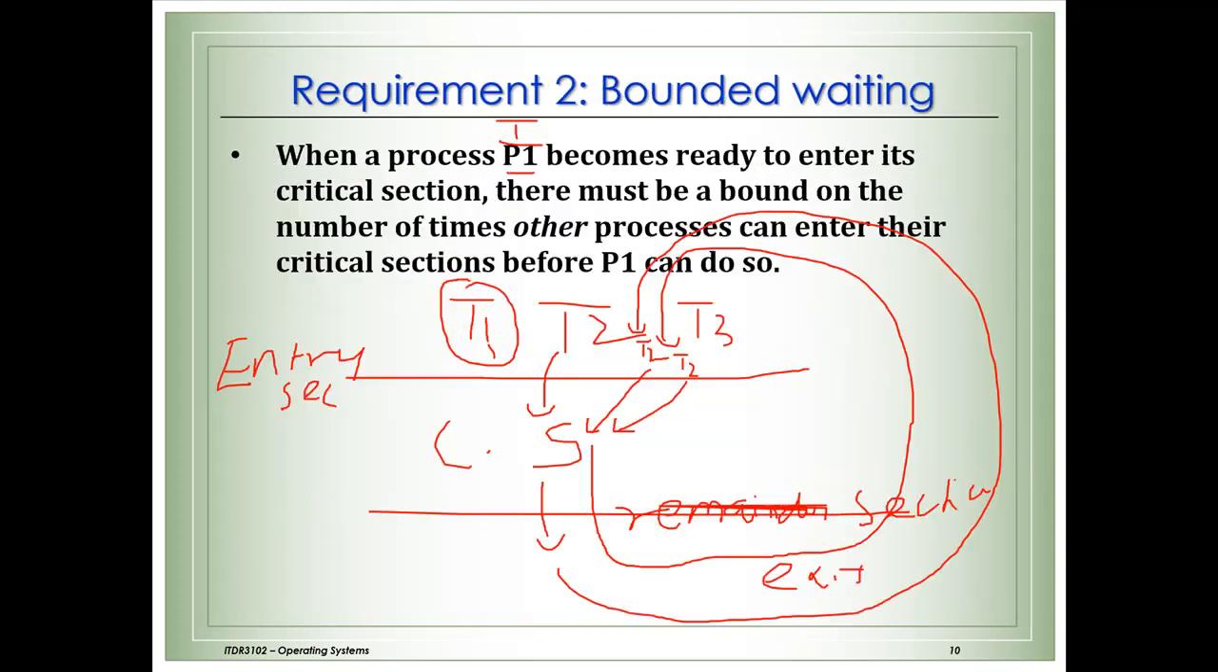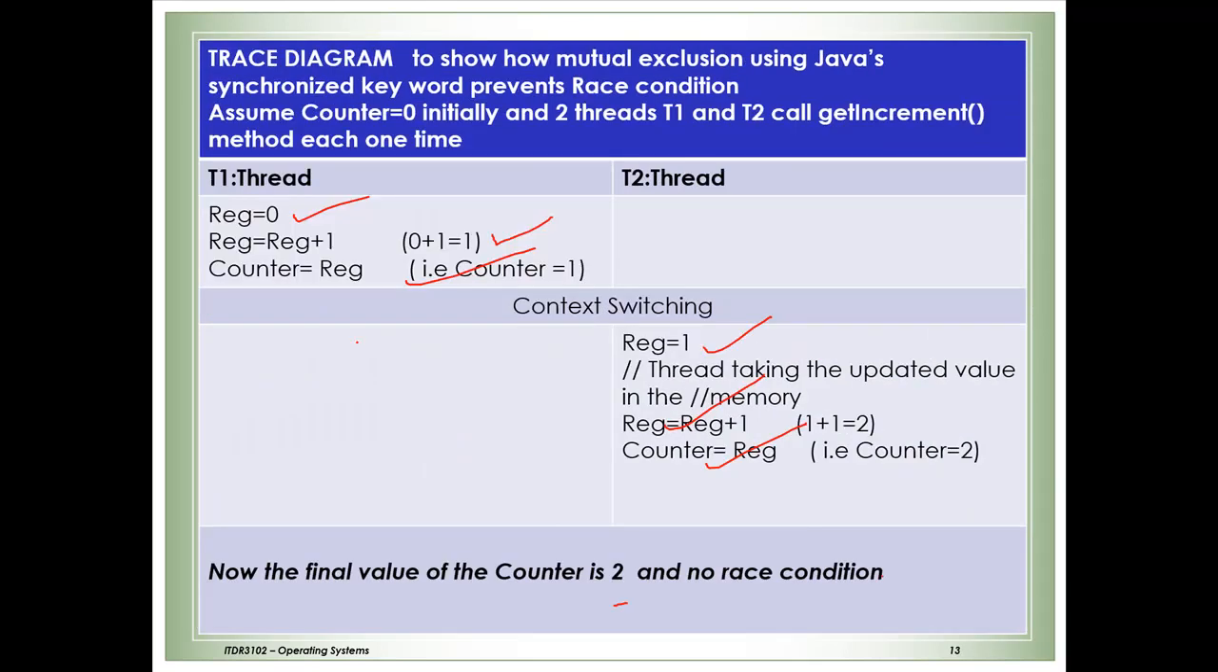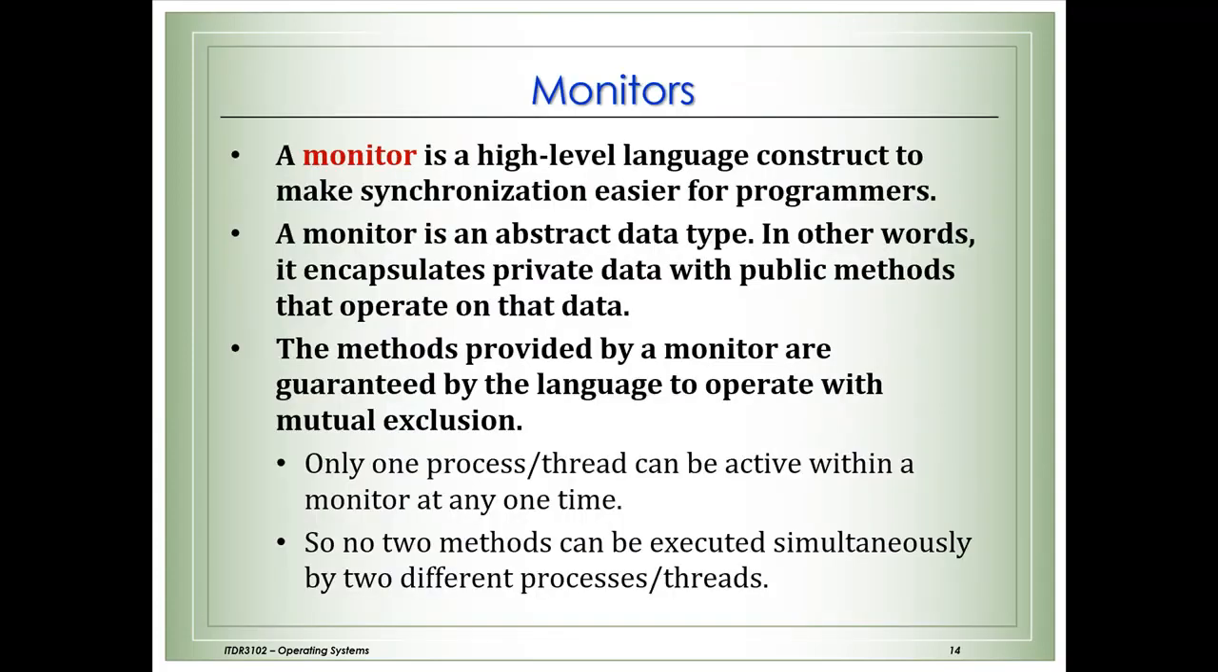But after implementing the synchronized keyword, the trace diagram would change like this. The load, update and store would be atomic, mutual exclusion. So when T1 is in its critical section, T2 is not allowed to run, it is in ready state. Clear? So this is called mutual exclusion, and it will not allow the race condition to happen.